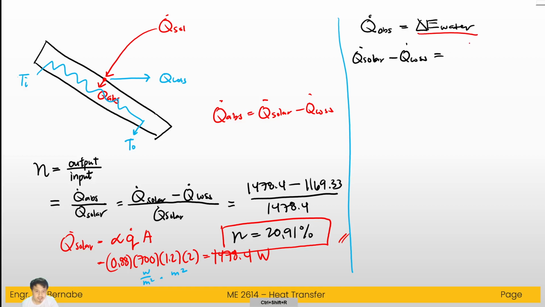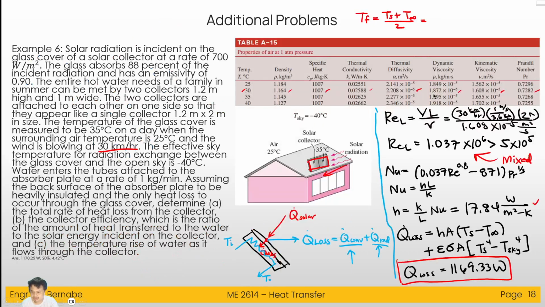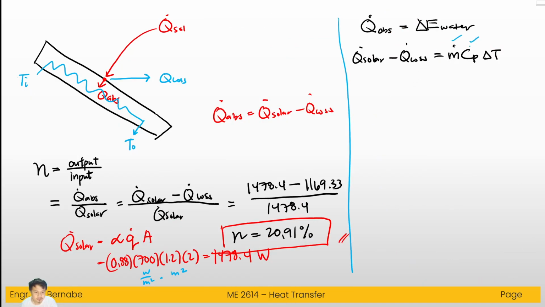And then the energy gain of the water is just m Cp delta T. Do we have a mass flow rate of the water? I think we have a mass flow rate here. Water enters the tubes at 1 kilogram per minute. So this is given. Cp of water is 4.187, and then you have delta T. So we just want to find the delta T. Everything here is already solved. So delta T is equal to Q solar minus Q loss over m Cp. So divide this by m Cp.